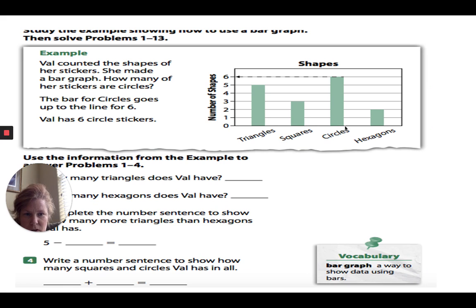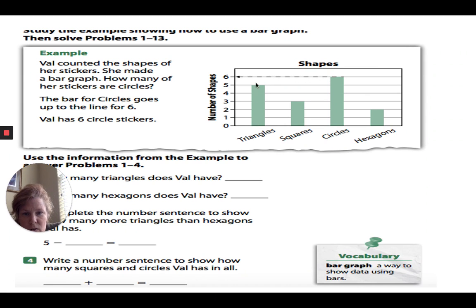All right, so this one is a bar graph. These are bars. These are our bar graphs, so it's easy to remember bar and graph. Here's our example. Val counted the shapes of her stickers. She made a bar graph. How many of her stickers are circles? The bar for circles goes up to line for 6. Val has 6 circle stickers. So here's circles. If you go up, it stops at 6, so that's what they're showing you.